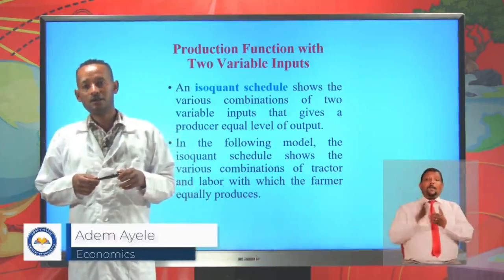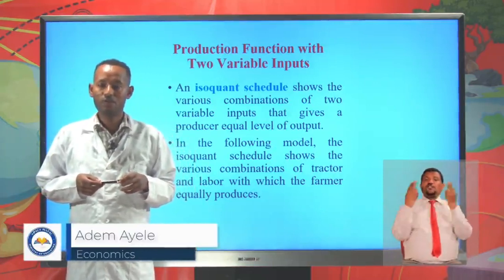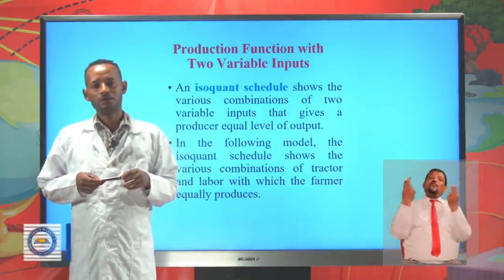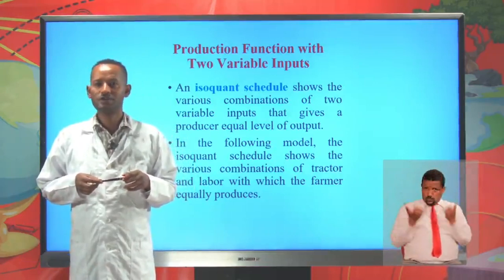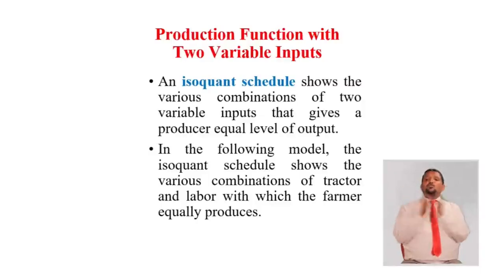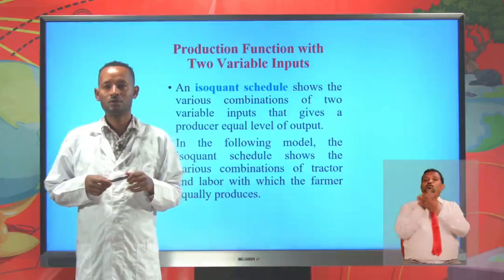In the previous lesson, we saw the production function with one variable input, labor. Today, we are going to see the production function with two variable inputs. An isoquant schedule shows the various combinations of two variable inputs that give a producer an equal level of output.